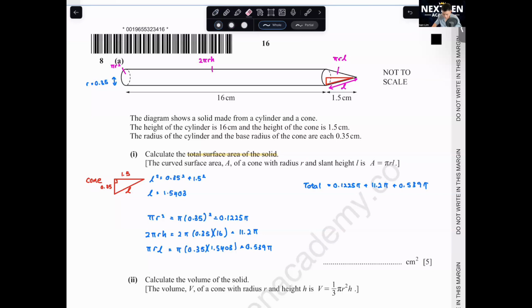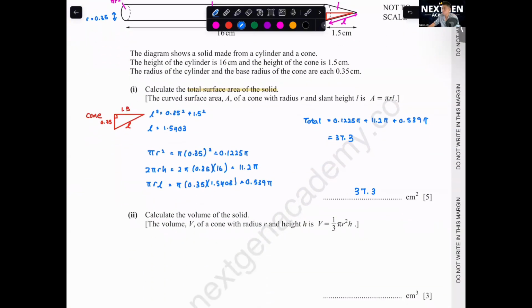Okay, don't want to write so many steps. Straight away, 37.3. Don't leave it in terms of pi. They are not asking you in terms of pi. Okay, the next one. Question 2.